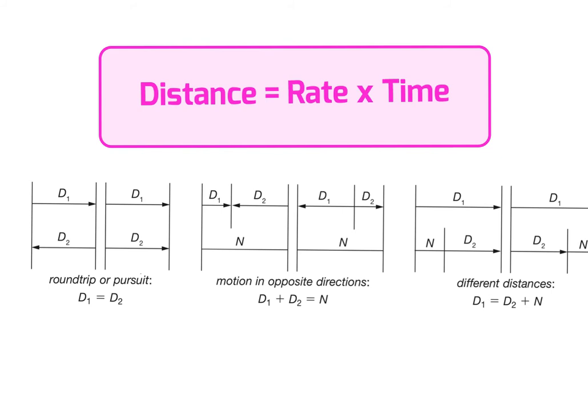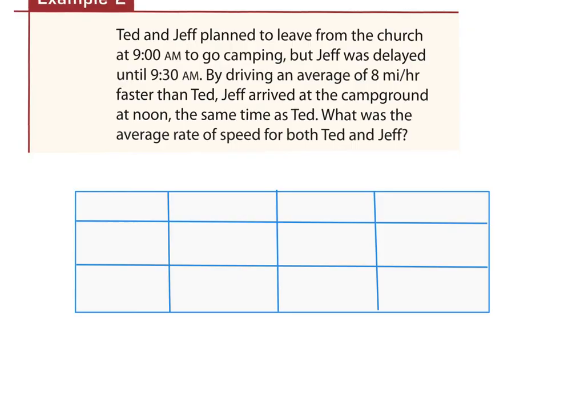Different distances, which we won't do a lot of these. We'll do mostly these two types right here. With different distances, usually you have one total distance equals the other person's distance plus the difference between them, which is why you have this one distance equals some distance 1 plus the difference between the two. All right, let's look at these examples.